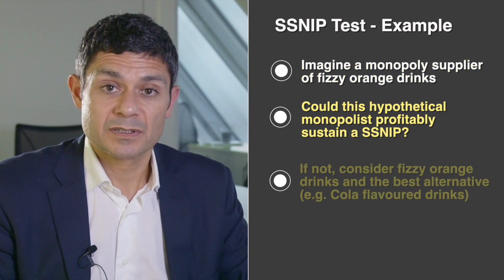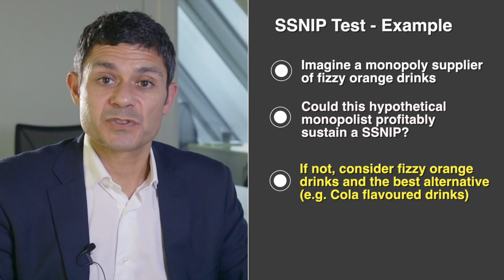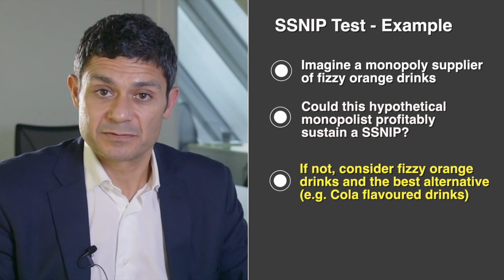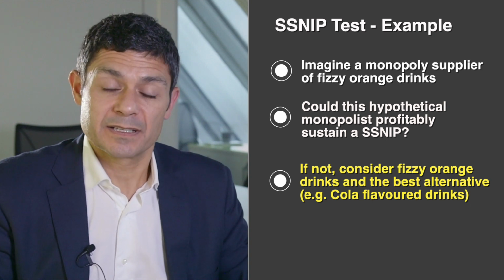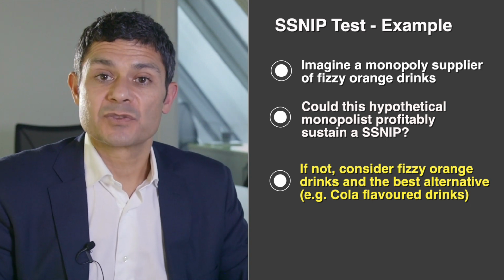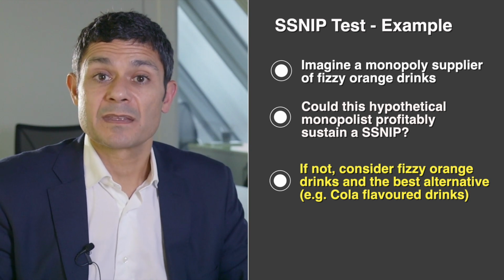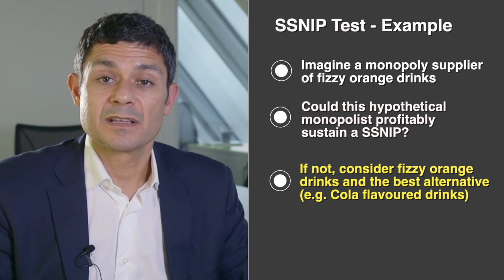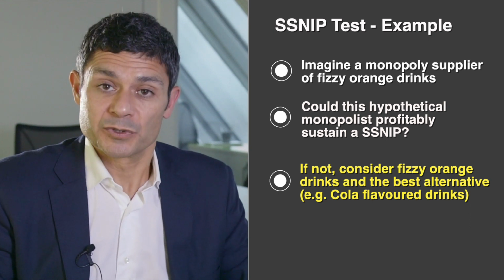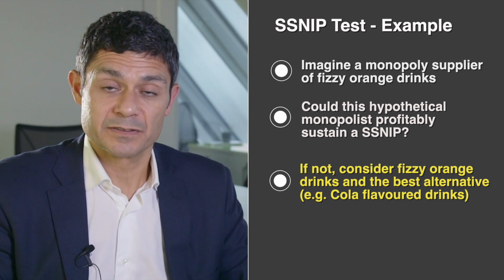If not, we need to understand which products consumers switch to as a result of the price rise. We then add into the candidate market the product to which most consumers switch. So for the sake of argument, let's suppose that that's cola flavoured drinks. Then we repeat the test now with this broader candidate market of fizzy orange and cola flavoured drinks.